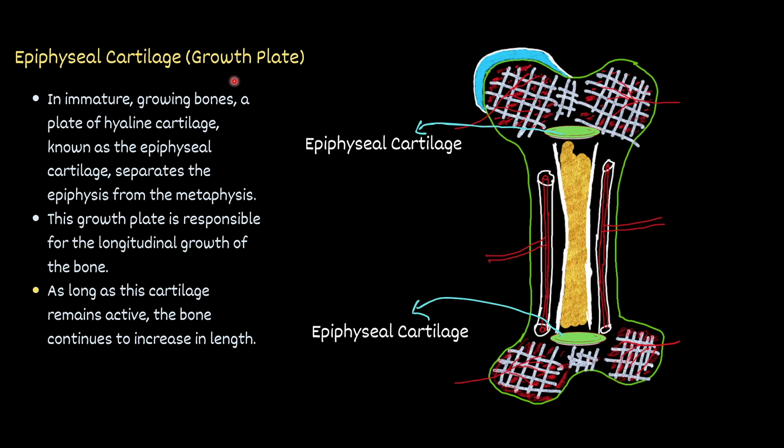Epiphyseal cartilage, growth plates. You can see this one. In immature growing bones, a plate of hyaline cartilage known as the epiphyseal cartilage separates the epiphysis from the metaphysis. Between them you will find the epiphyseal cartilage. This growth plate is responsible for the longitudinal growth of the bone. As long as the cartilage remains active, the bone continues to increase in length.